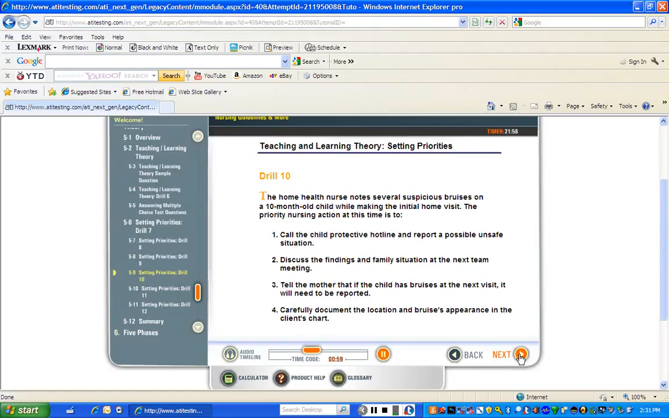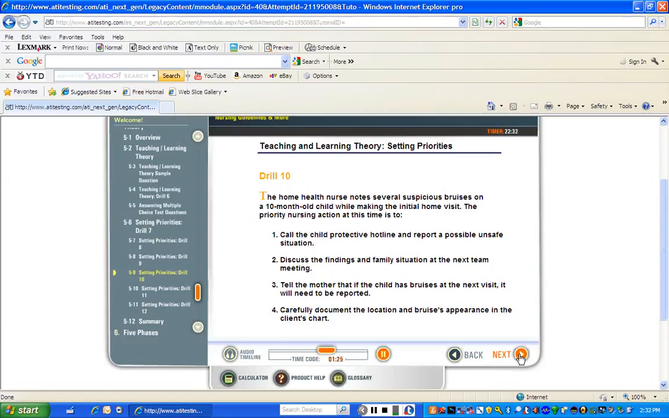Option 2. Discuss the findings and family situation at the next team meeting. Certainly we would want to discuss any suspicions at a team meeting. However, remember you should always be looking for the most client-centered response. According to Maslow's hierarchy of needs, the client's safety is a basic need. Is there another choice that would be better to promote the child's immediate safety? If this child is being abused, can we afford to wait until the next team meeting?